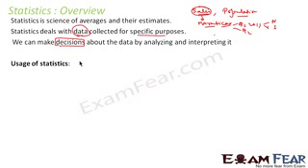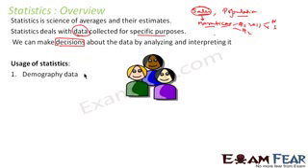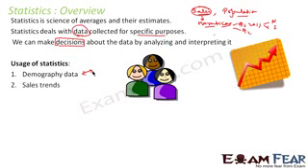I'll tell you the use of statistics. Statistics is used in demographic data. There are people of different races and ethnicities. So if you want to find the number of Hindus in India or number of Christians in India, or number of people who are illiterate, number of people who are literate, number of people who earn more than 25,000, number of people who earn less than 25,000, number of people who are businessmen, housewives. All this data, if you see, is done using statistics.